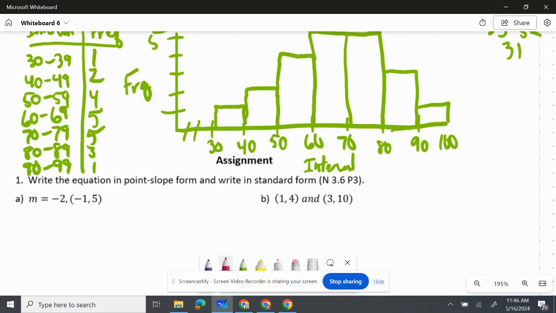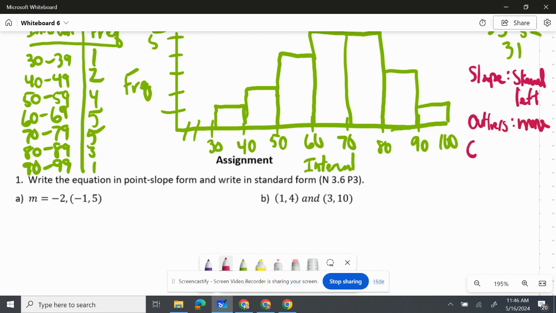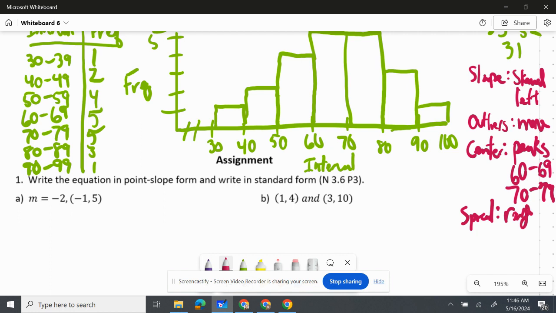So when we're describing the shape, it would be skewed left, no outliers, our center would be peaks at 60 to 69 and 70 to 79. And the spread would be the range. And we're looking at 95 minus 35, which would be 60.